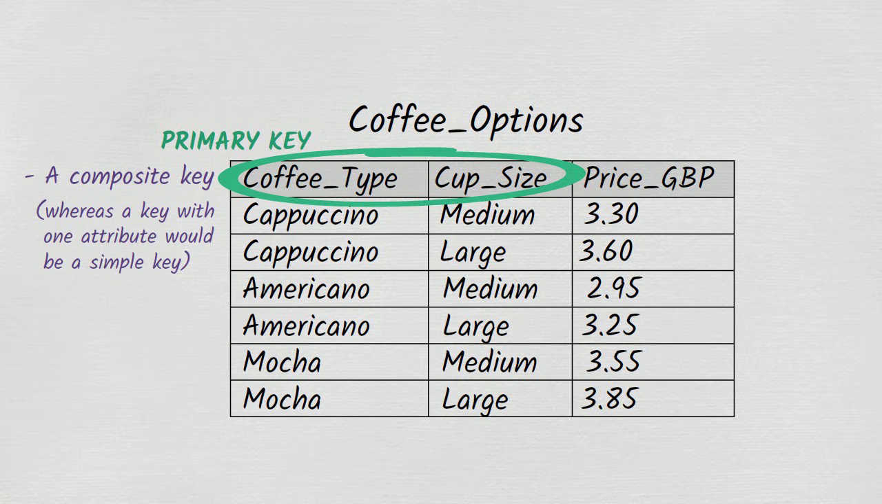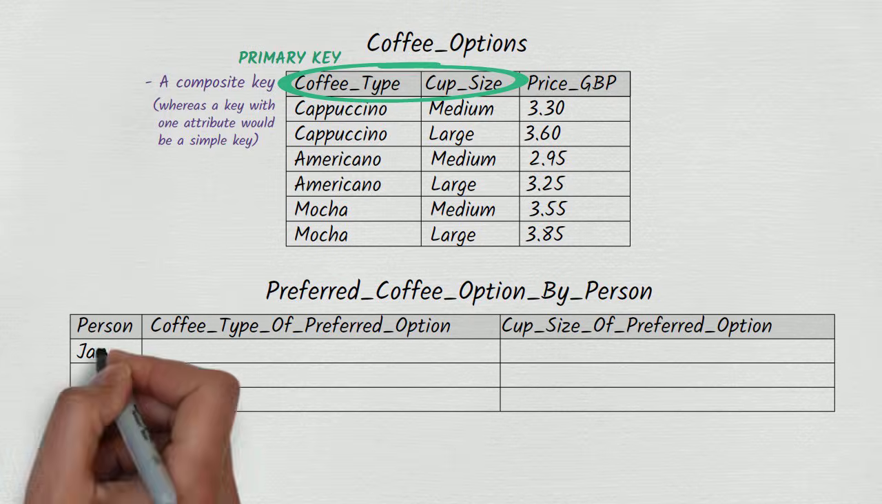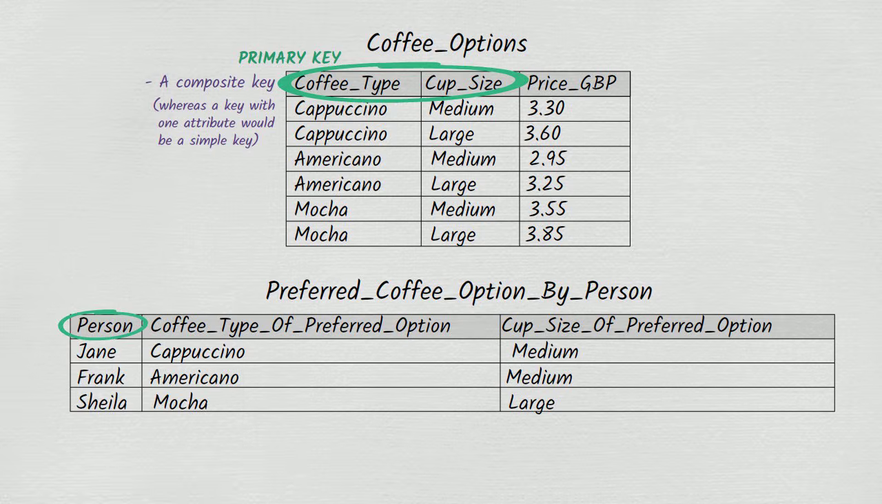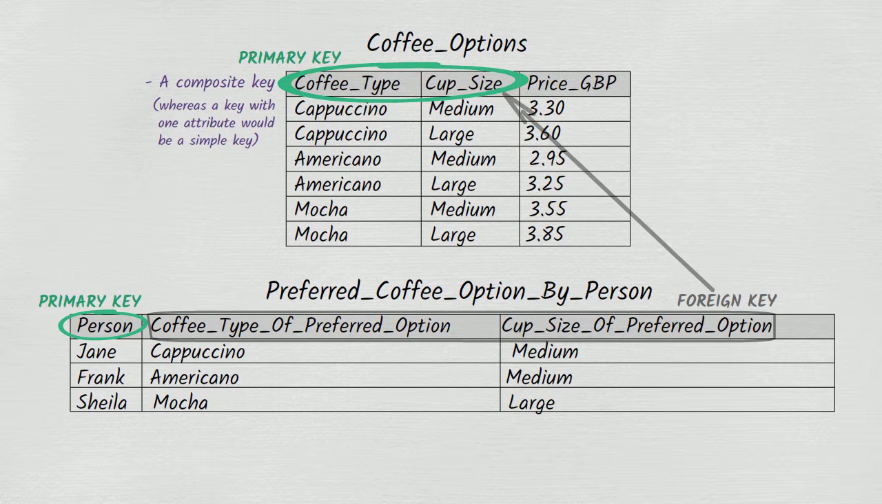When we have a composite primary key, any foreign key that references this primary key will also be composite. For example, if we have a table that records each person's preferred coffee option, it will look like this. On this table, which has primary key person, we define a foreign key, coffee type of preferred option, cup size of preferred option, which references the primary key, coffee type, cup size, on the coffee options table.